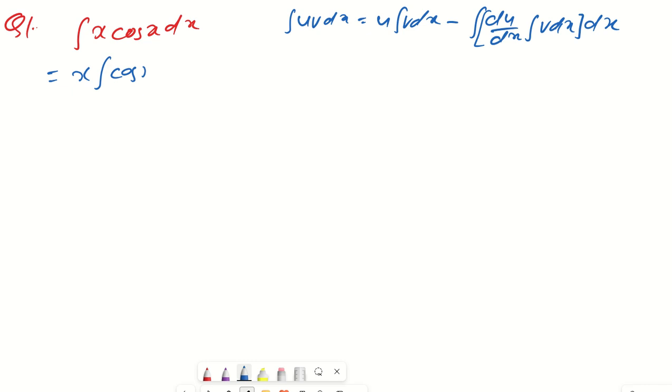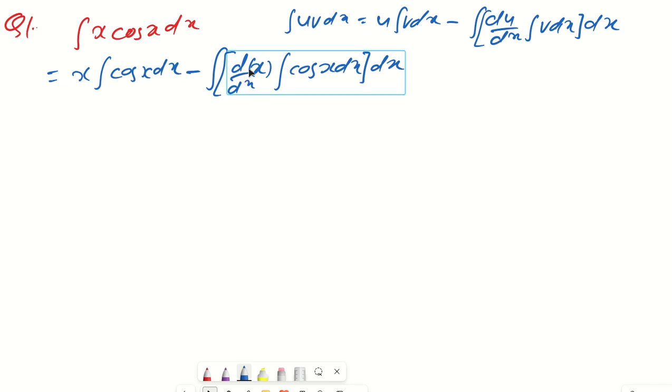So what we are going to get is x times integration of cos x dx, minus integration of differentiation of x. So differentiation of x is, I'll write it down first here once or twice, into integration of again cos x dx, whole integration. Later on I will directly write that differentiation of x will become 1, so that it becomes a bit easier to solve. No need to write down all these steps all the time.